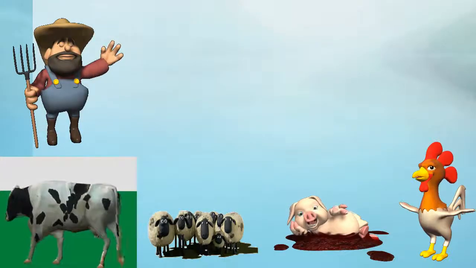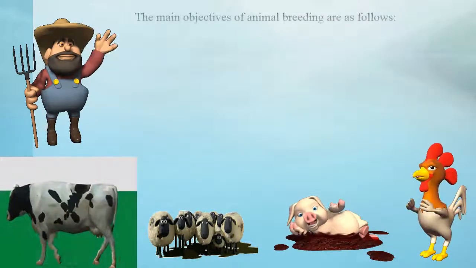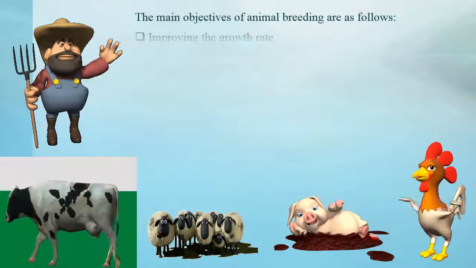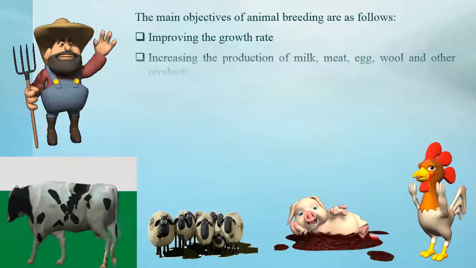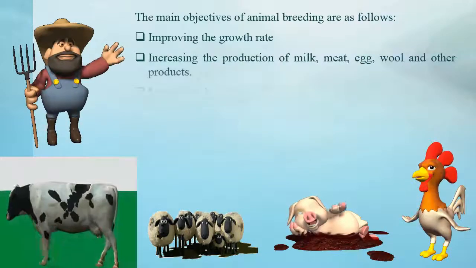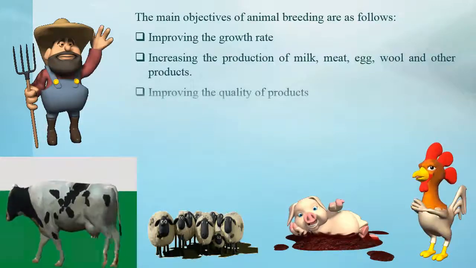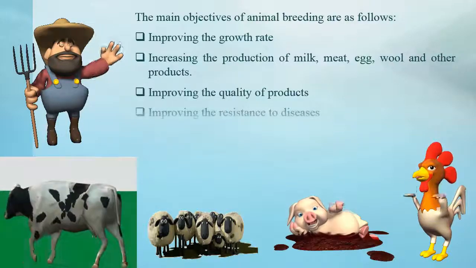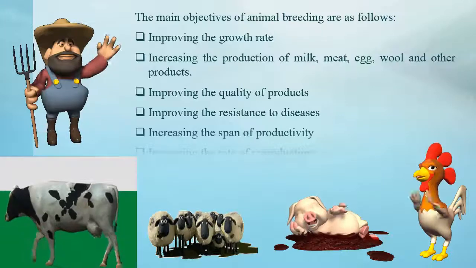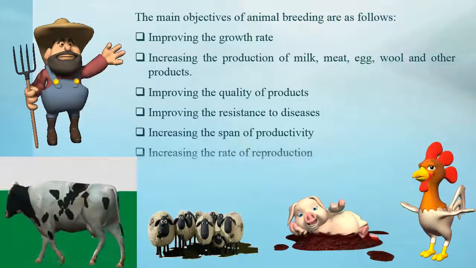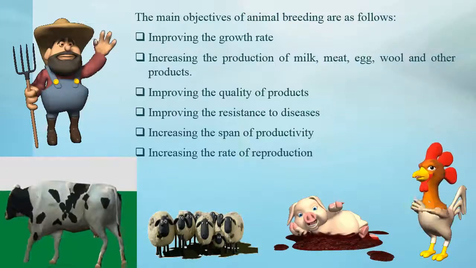First one is improving the growth rate. Second, increasing the production of milk, meat, egg, wool, and other products. Third, improving the quality of products. Fourth, improving the resistance to diseases. Fifth, increasing the span of productivity. And sixth, increasing the rate of reproduction.